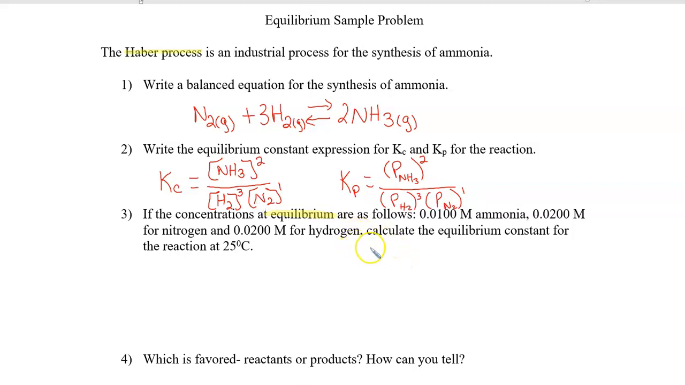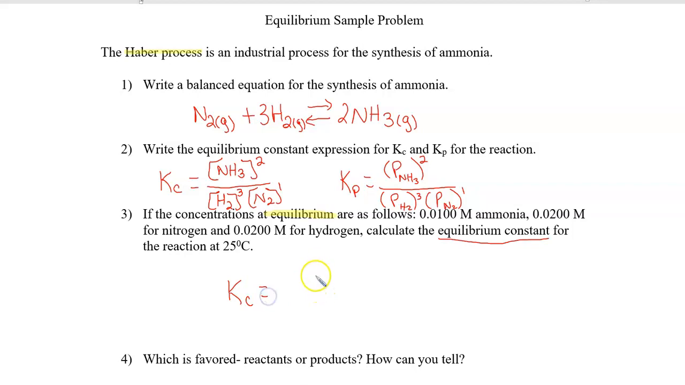So it wants me to calculate the Kc. It says to just calculate the equilibrium constant, but these are all molarities, so I know I'm going to calculate Kc. It would have to be atmospheres for me to calculate Kp. Okay, so I'm going to calculate Kc, so I'm just going to plug these in.